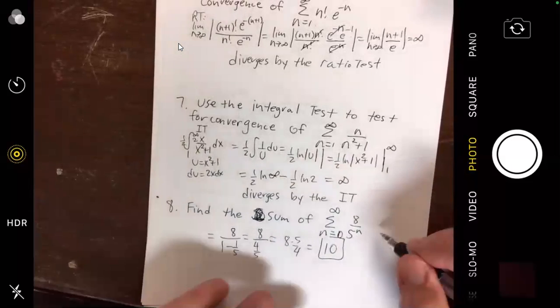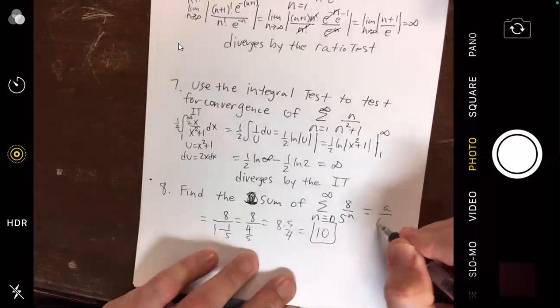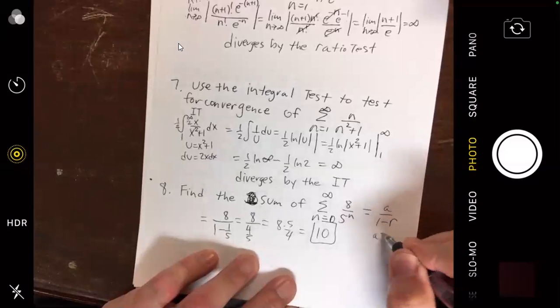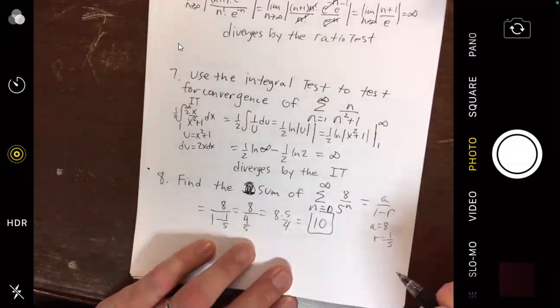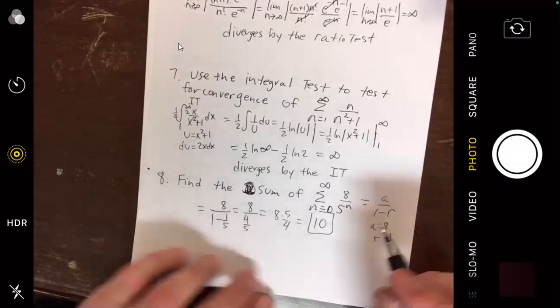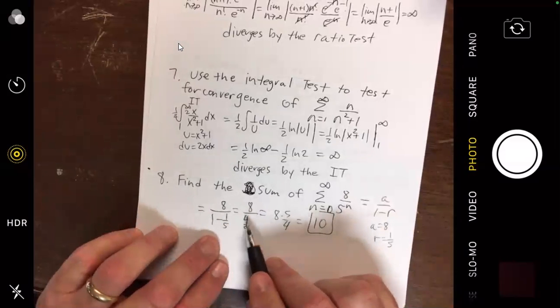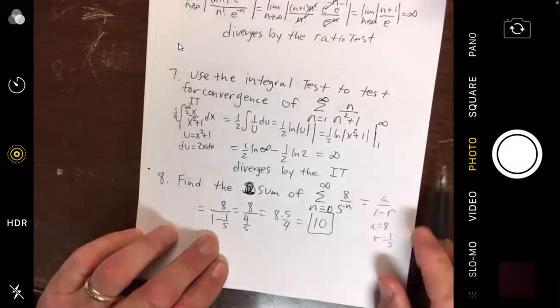Number 8, your sum on a geometric is a over 1 minus r. And the a is 8. Your r is 1/5. That's the easiest way to think of it. So 8 over 1 minus 1/5. 8 over 4/5, 8 times 5/4, 40 over 4 is 10.